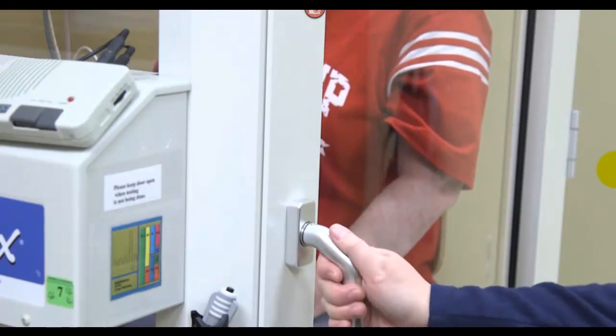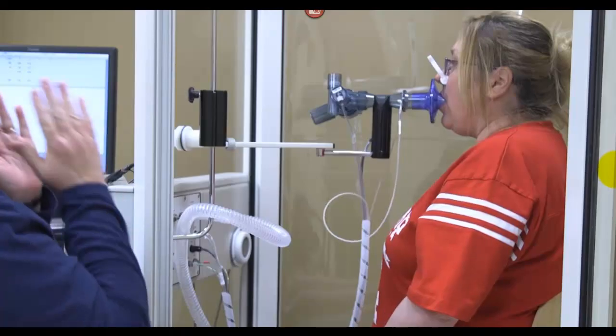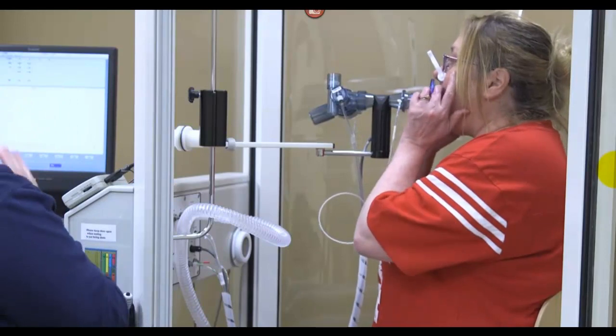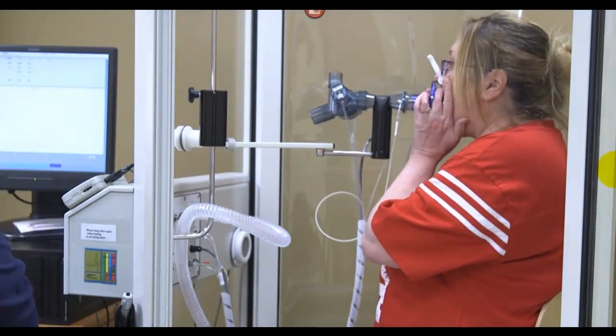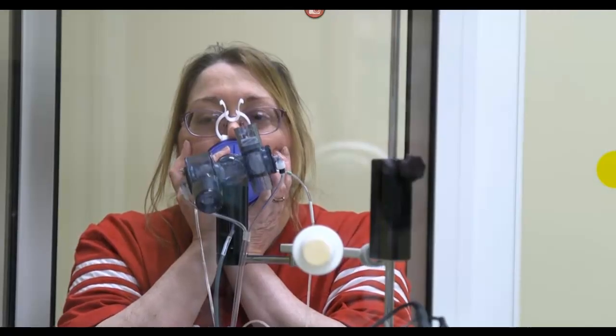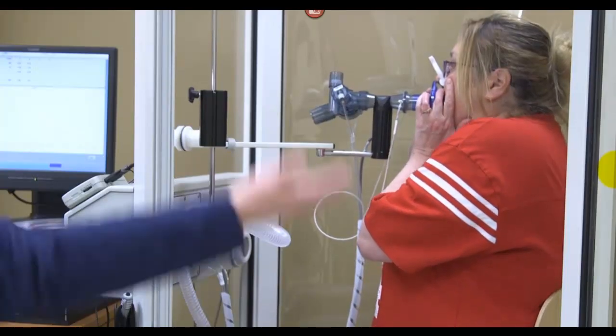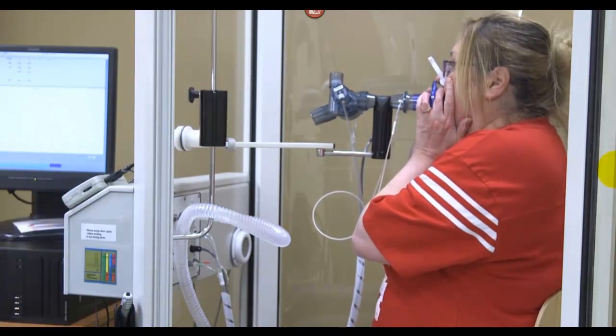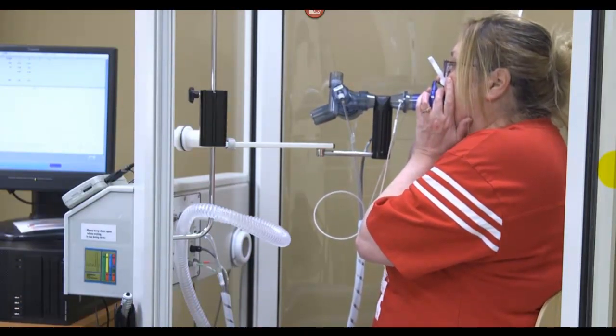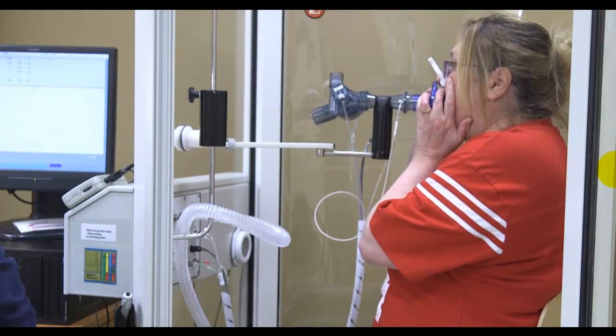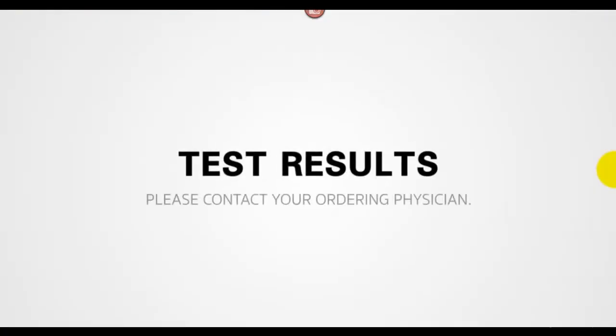The second part of the test can be done with the door open. You will start with the nose clips and your mouth around the mouthpiece. You will be asked to take a few normal breaths on the mouthpiece and then slowly exhale all of your air. You will then take in a slow, deep breath and exhale it back out again. You will be asked to do this at least 2 more times. Following your test, we will be unable to give out any results. Please contact your ordering physician's office to get your test results.